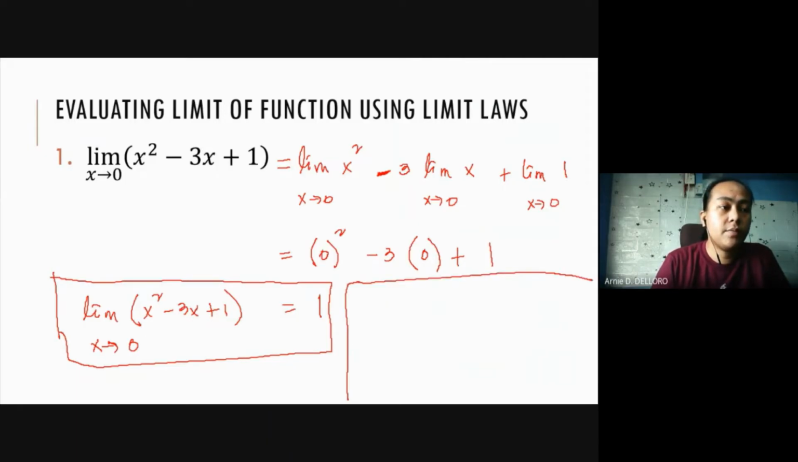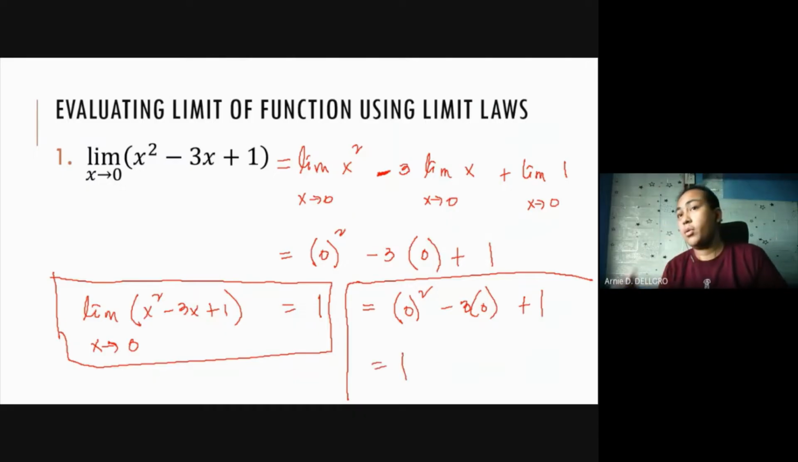So, ano yung shortcut? Pwede mo nang i-substitute. So, as x approaches 0, pwede mo na siyang i-substitute. So, 0 squared minus 3 times 0 plus 1 is equal to 1. Kasi pareho lang naman yung makukuha ninyo. Okay? Pero, it's a case-to-case basis. Kasi may mga functions na you have to simplify it first before you proceed determining the limit of the given function. Okay? I actually have an example of that in this lesson. Okay? Sige, let's proceed with number 2.